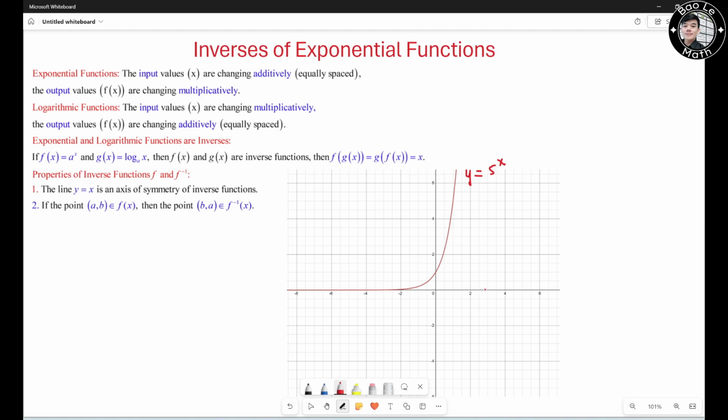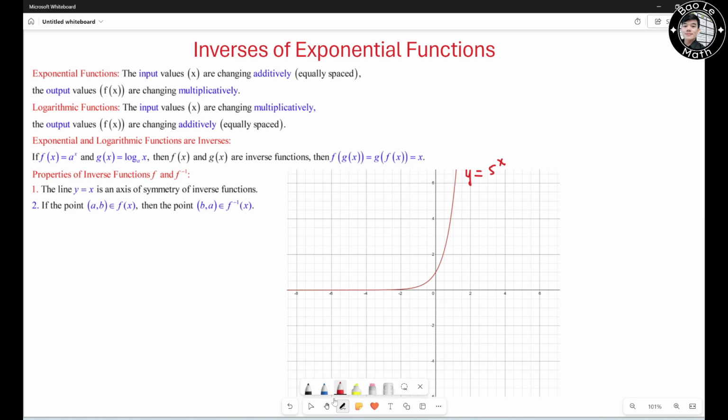Now let's move on to the next example. Suppose I have the function y equals phi to the s, and I'm going to ask you to sketch the inverse of this function. Based on the property of the inverse of the function f and f inverse, the line y equals s is an axis of symmetry of inverse functions. If the point A, B belongs to the graph y equals phi to the s, then the point B, A will belong to the inverse function of this function.